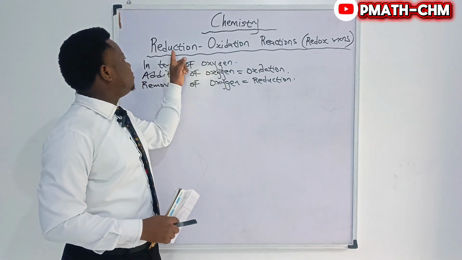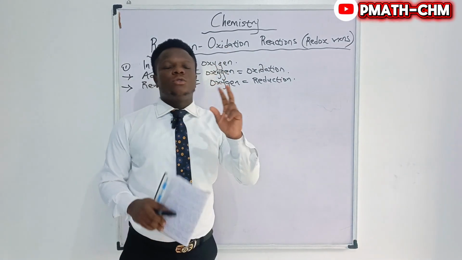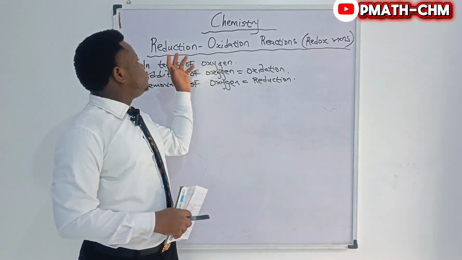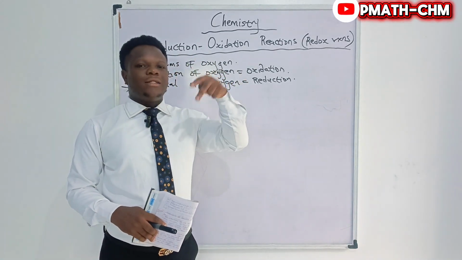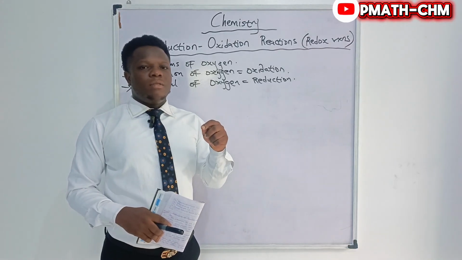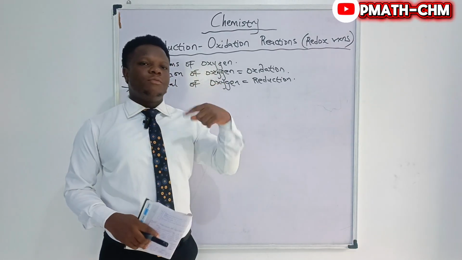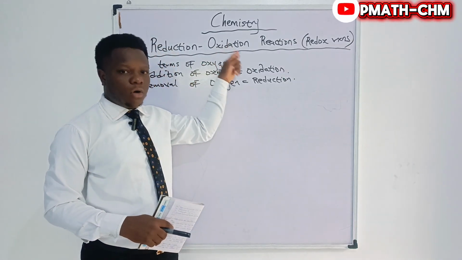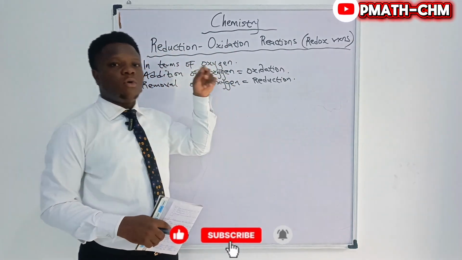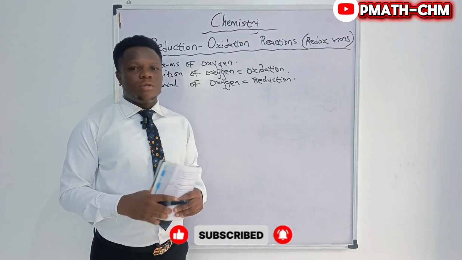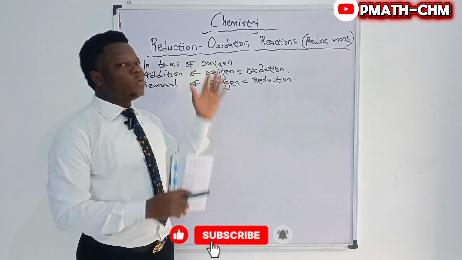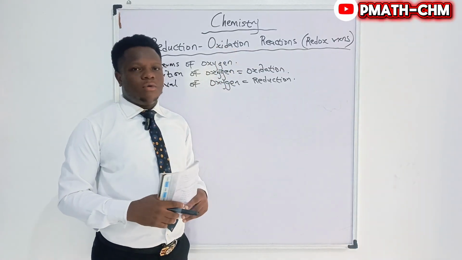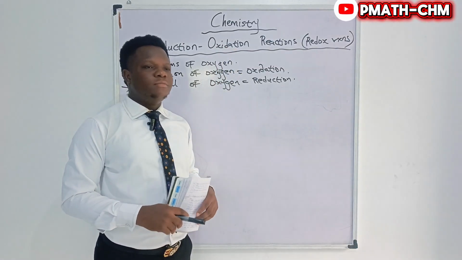Now, you should note that reduction and oxidation are not two separate reactions. They are two reactions that occur at the same time. We call them complementary reactions, meaning that whenever oxidation occurs, reduction also occurs simultaneously alongside. So they are not two separate reactions, as they cannot independently stand on their own. Hence, we call them complementary reactions.